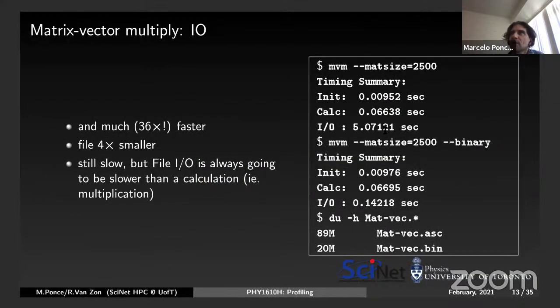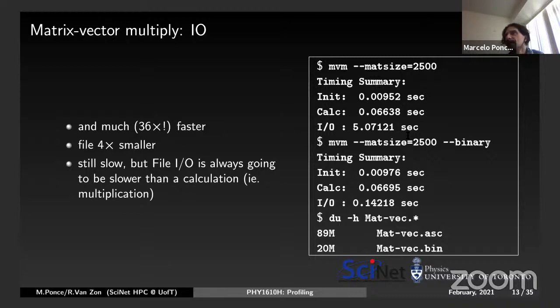Well, I'm going to run, so this is the previous run where we have the ASCII output. This is the second run, MVM, same matrix size, and now I'm going to use the option binary. And you can see the times, they don't necessarily match, right? Because there are variations and fluctuations, but they are quite close for initialization and calculation. But the I/O now is substantially less, right? It is almost a factor of 36 faster.